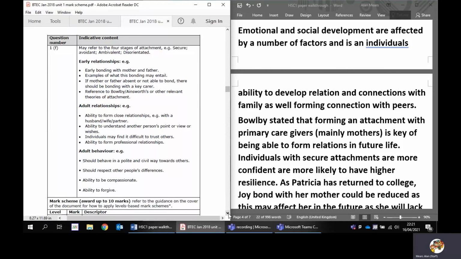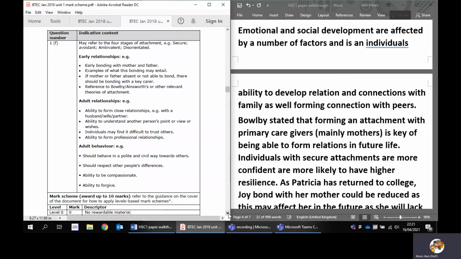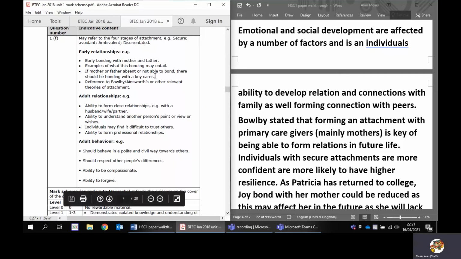So may refer to 4 stages of attachment. So we've got secure, avoidance. So again, they've gone a little bit deeper in terms of Bowlby. I've just kind of glossed over Bowlby and given a brief summary. The mark scheme suggests talks about a relationship and early bonding. Father's absent. Reference to Bowlby. We've done that one. We've briefly talked about adult relationships.